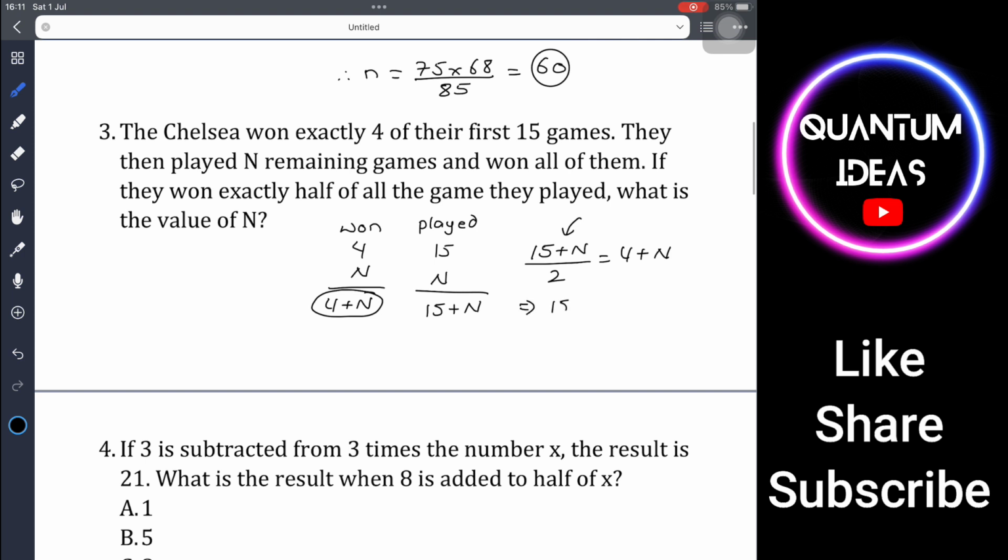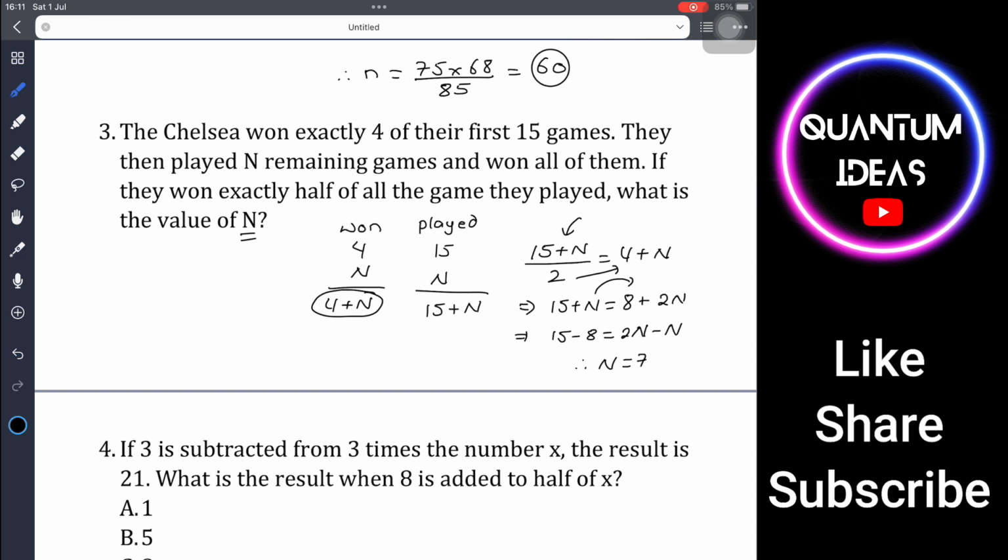15 plus n, 2 will multiply that side, 2 times 4 is 8, 2n. This will be 15 minus 8 is equal to 2n minus n. And therefore n will be 15 minus 8, which is 7. So n is 7. So we calculated the value of n.